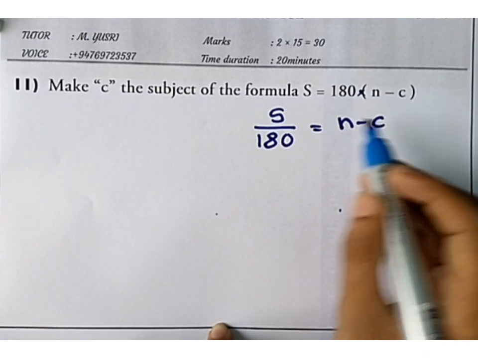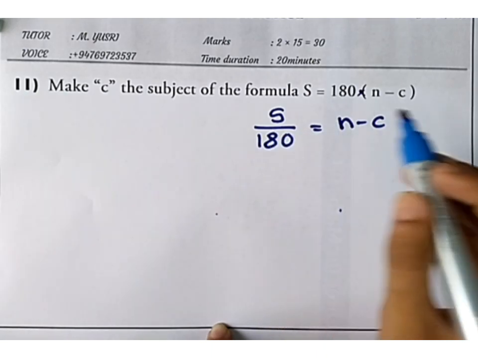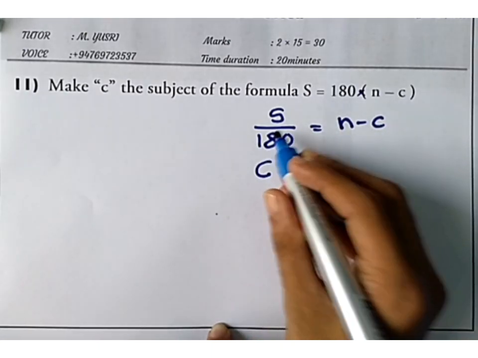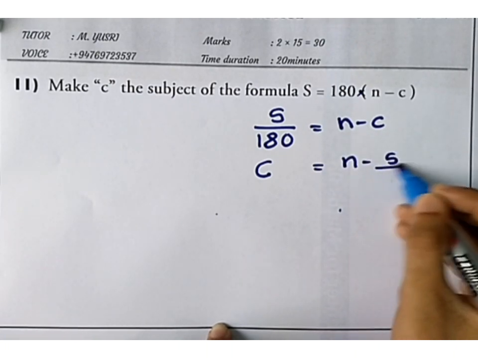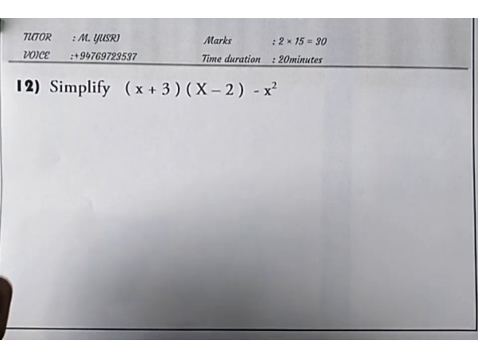I'm taking this minus c to the left, then there will be plus, and I'm taking this s over 180 to the right, then there will be minus. Minus c plus s, there will be minus s over 180. That's all. And now see whether your answer is correct or not.